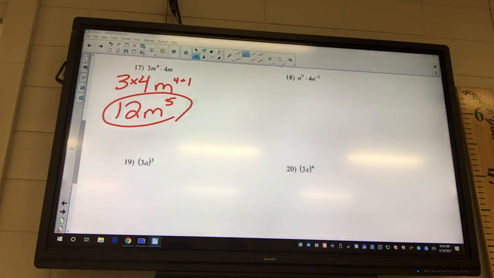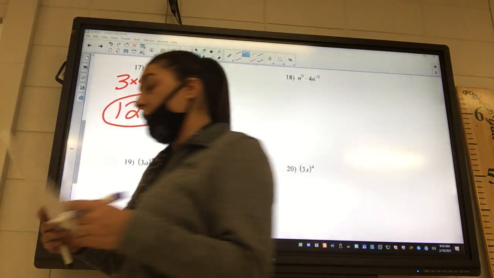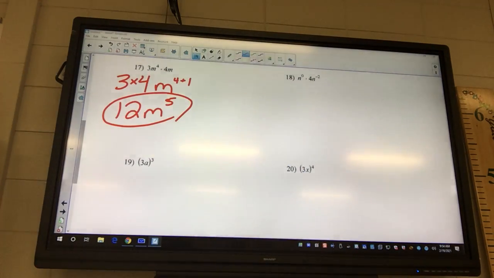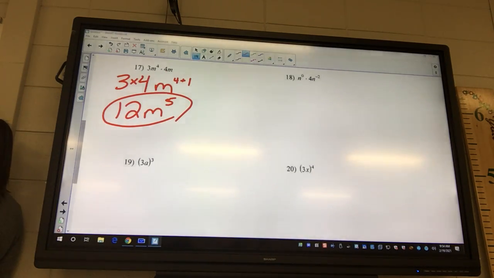We have, this one is what? What rule is that? A fraction bar. Division. It's the division rule. And what do you do with the exponents? We subtract the exponents from top to bottom.